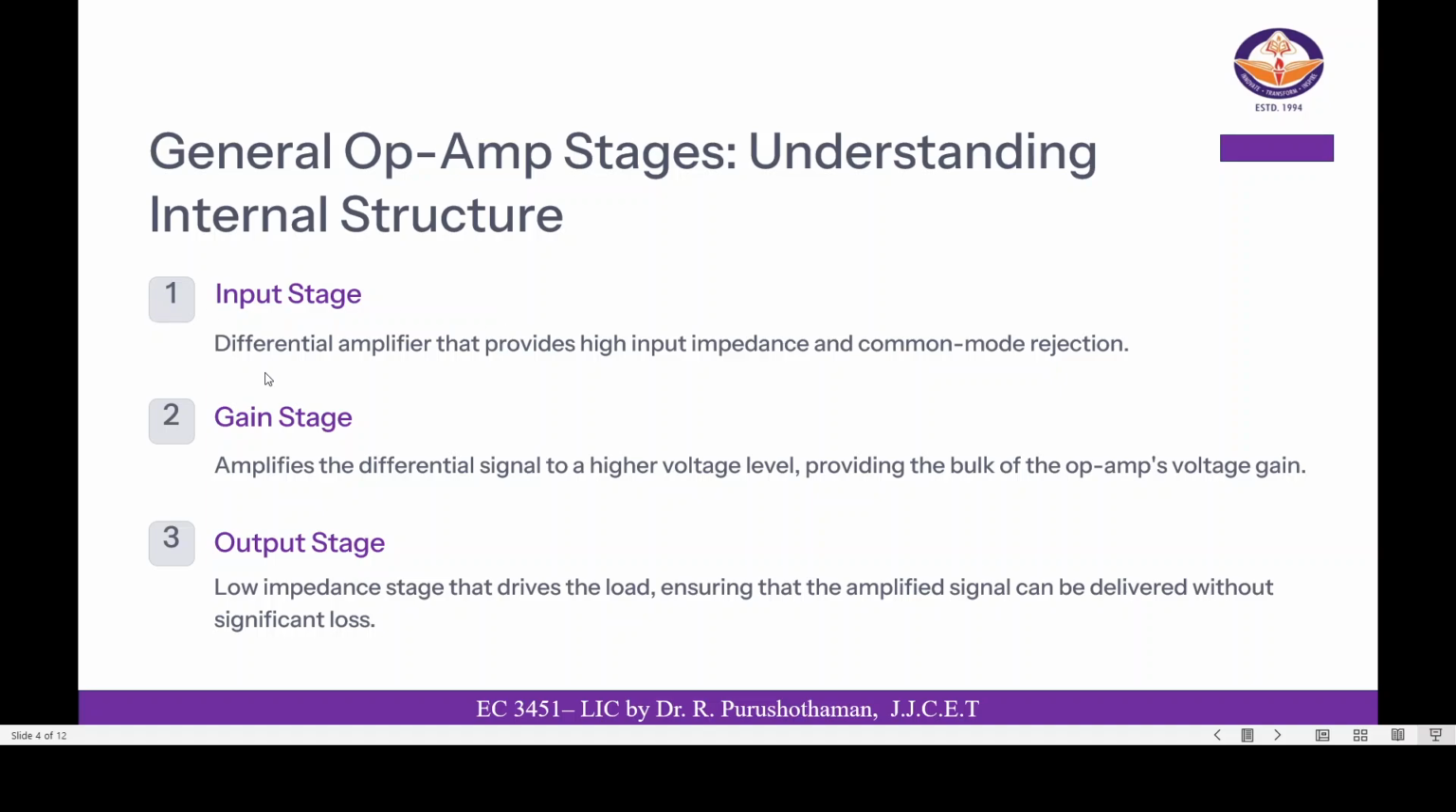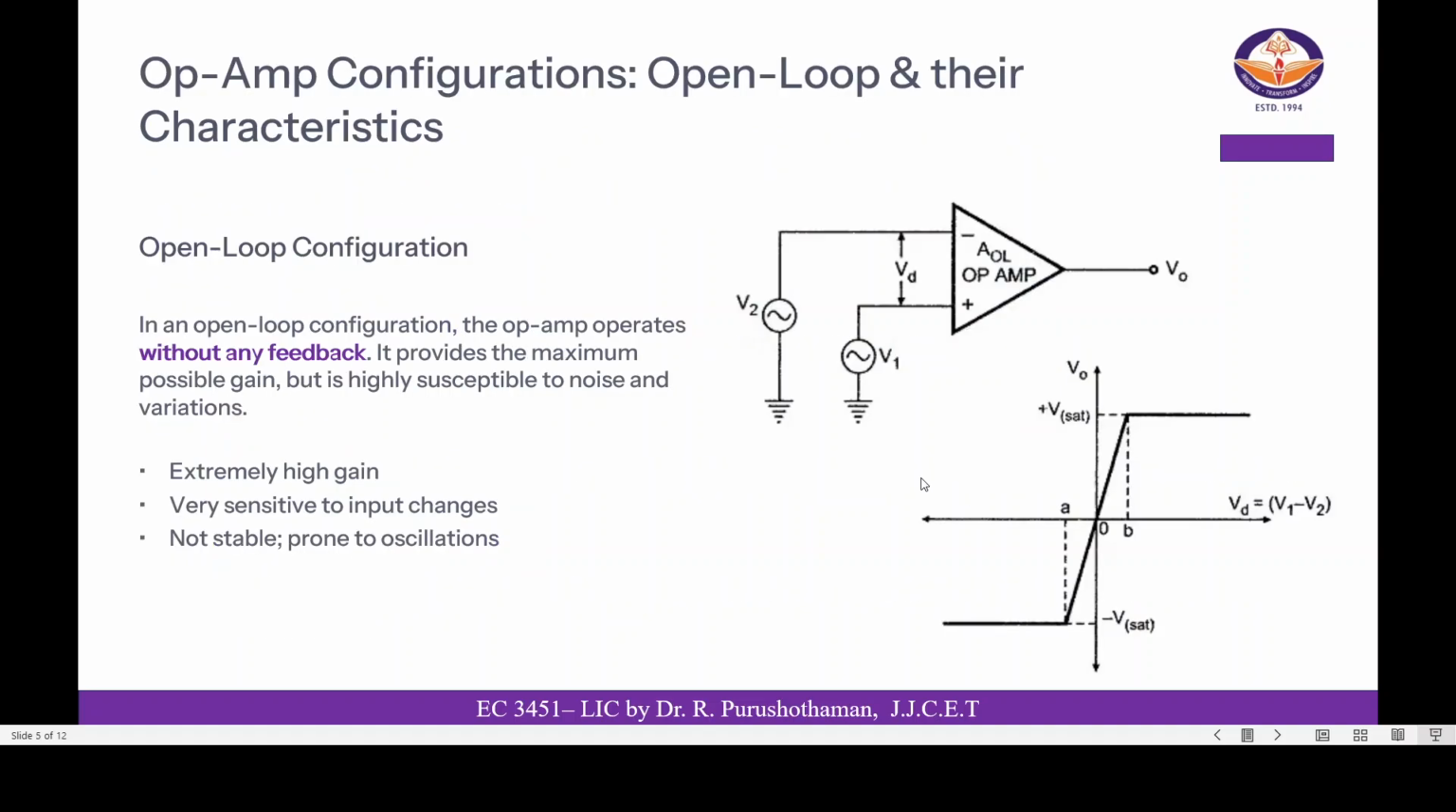In the input stage, the differential amplifier provides high input impedance and common mode rejection. The output stage is totally different, the vice versa concept of the input stage, that is a low impedance stage that drives the load and ensures the amplified signal can be delivered without significant loss. The gain stage amplifies the differential signal to a higher voltage level and provides the bulk of the operational amplifier's voltage gain.